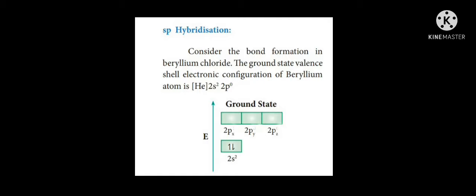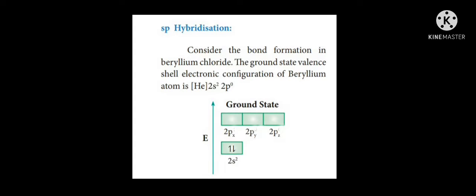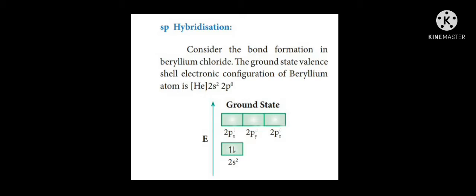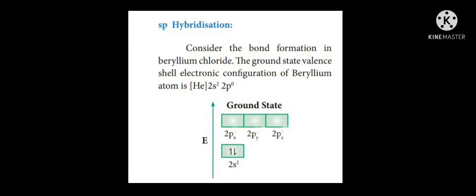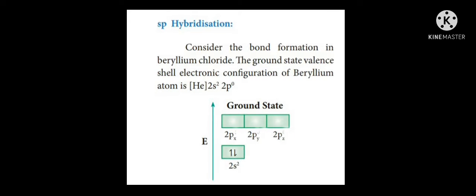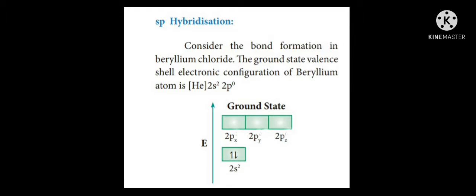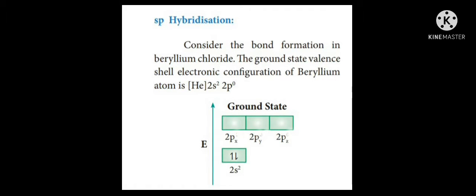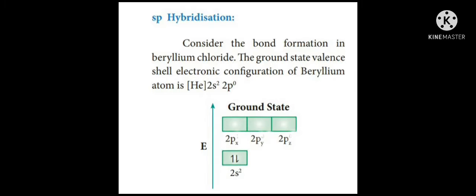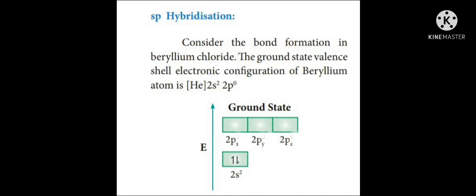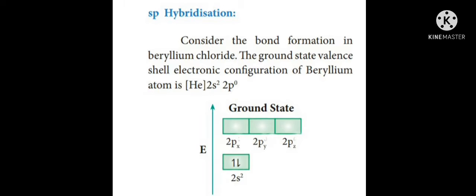sp hybridization. In order to explain sp hybridization, consider beryllium chloride with the formula BeCl2. Consider the bond formation in beryllium chloride. Here, beryllium has atomic number 4. The ground state valence shell electronic configuration of beryllium atom is the stable electronic configuration of helium, 2s2 2p0. In the ground state, the 2s orbital has 2 electrons. In the 2p orbital, there are no electrons.